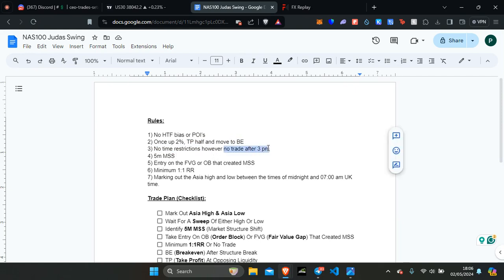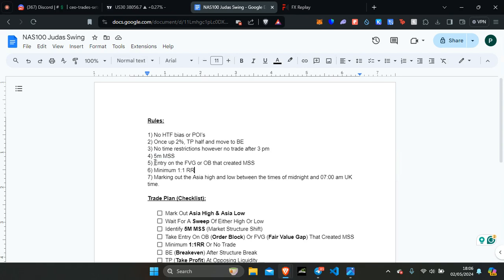After 3 p.m., we don't take any trades. So the cutoff time is 3 p.m. After that, we don't take any trades, and that is UK time. Our fourth rule is that we simply use the 5-minute market structure shift. We're not looking on the 1 minute, we're not looking on the 15-minute, we're simply just sticking on the 5-minute.